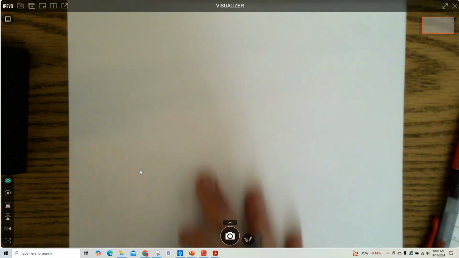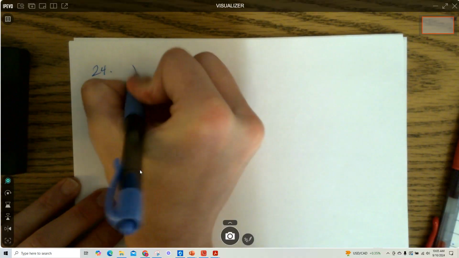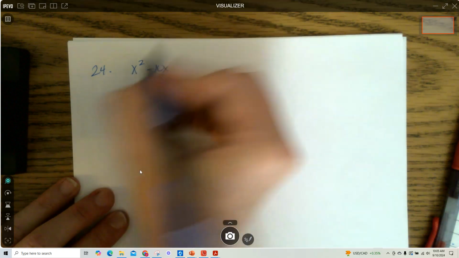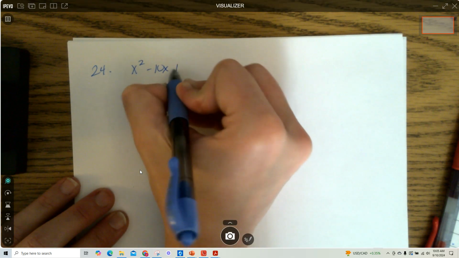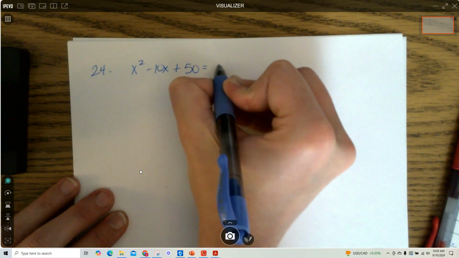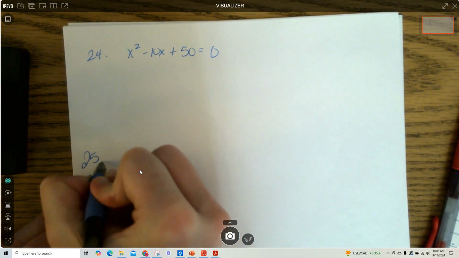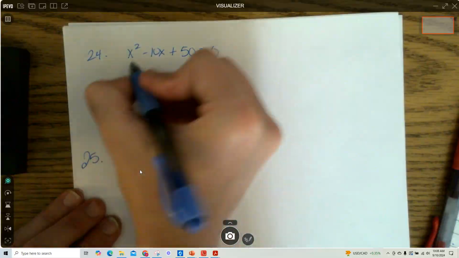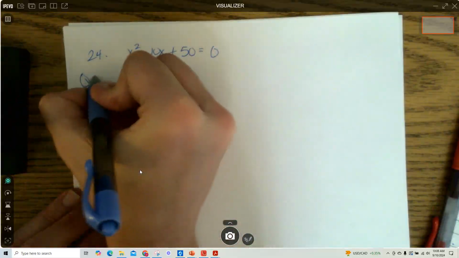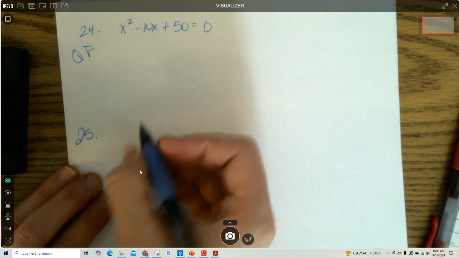23, so 24. x squared minus 10x plus 50 equals 0. Quadratic formula, and then just one solution. 24 wants you to use the quadratic formula. Okay, 25.